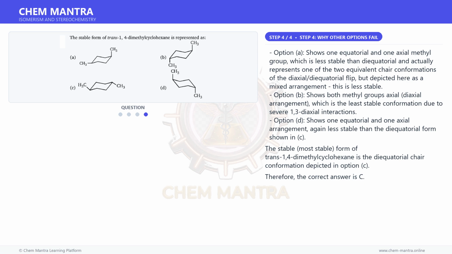Option B shows both methyl groups axial, a diaxial arrangement, which is the least stable conformation due to severe 1,3 diaxial interactions. Option D shows one equatorial and one axial arrangement, again less stable than the diequatorial form shown in C. The most stable form of trans-1,4-dimethylcyclohexane is the diequatorial chair conformation depicted in option C.